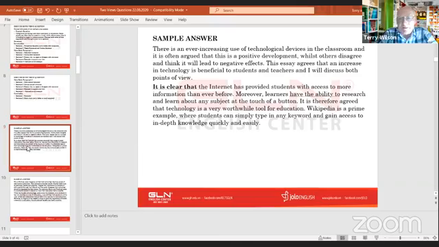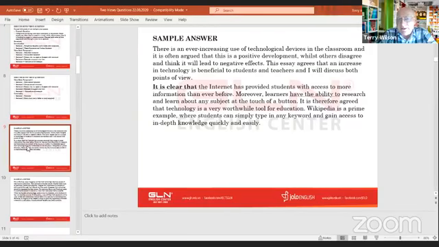Notice we've not used the expression some people say, or another one some students use is nowadays. Those 2 expressions are regarded by the examiners as low level, and they will affect your vocabulary mark if you use them.